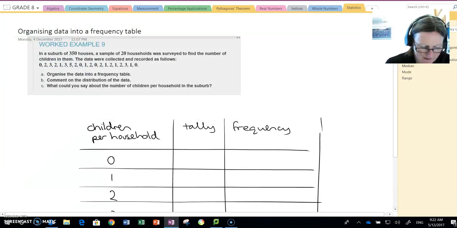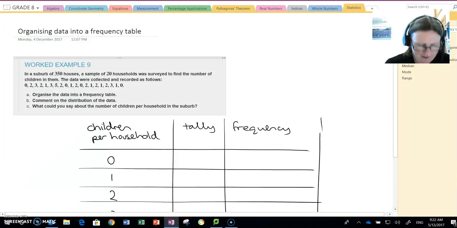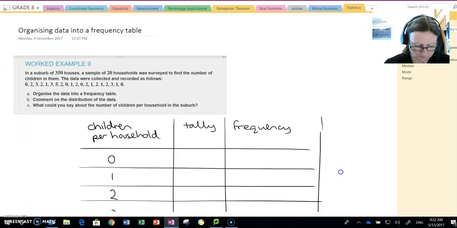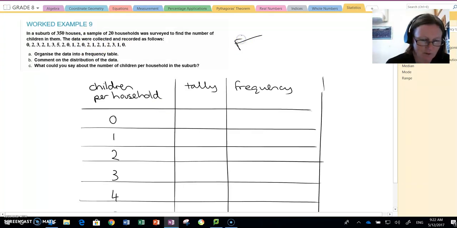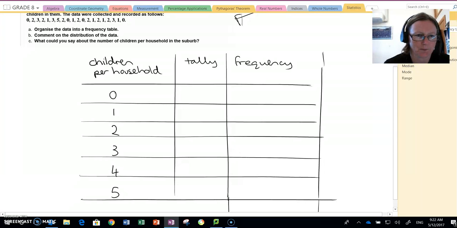So the easiest thing to do is for us to then put this data into a frequency distribution table. I've drawn the table down here. So the number of children per household. I can see from this data up here that the least amount of children in any household was 0 and the most amount was 5. Hence I've gone from 0 to 5 on my table.